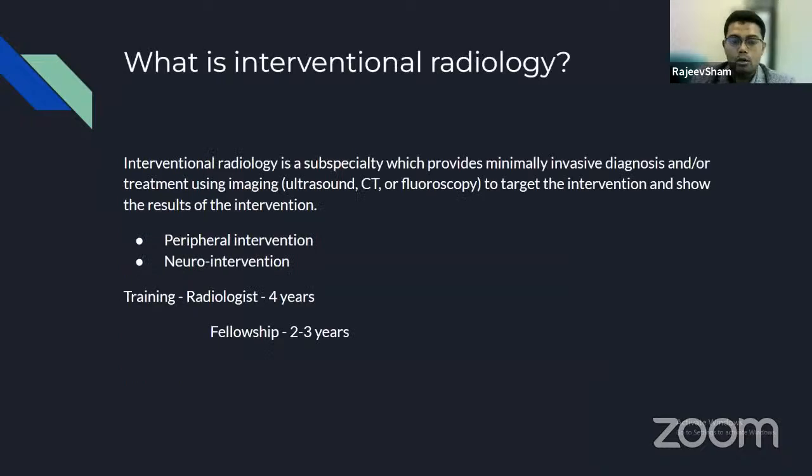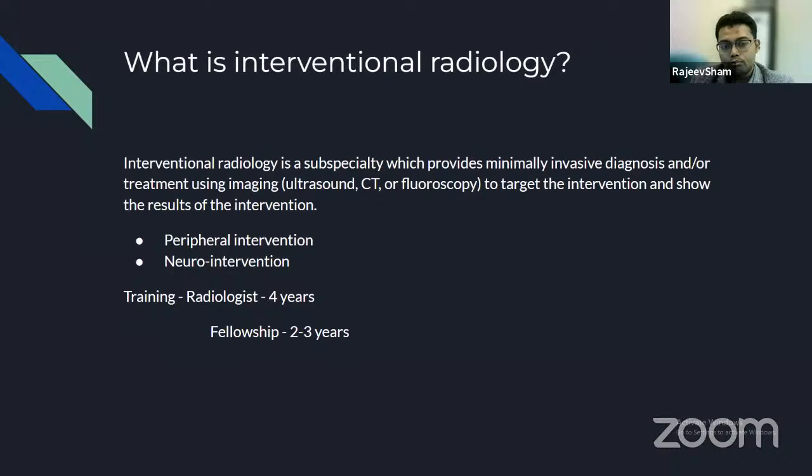So before we go on further, I think we should understand what is interventional radiology. Interventional radiology is a subspecialty which provides minimally invasive diagnosis or treatment using imaging, for example, ultrasound, CT, or fluoroscopy, to target the intervention and show the result of the intervention. So we can divide interventional radiology into peripheral intervention and also neuro intervention. As the name goes, neuro intervention means the procedure involves the central nervous system, for example, the brain and also the spinal cord. And peripheral intervention is the other part of the body.